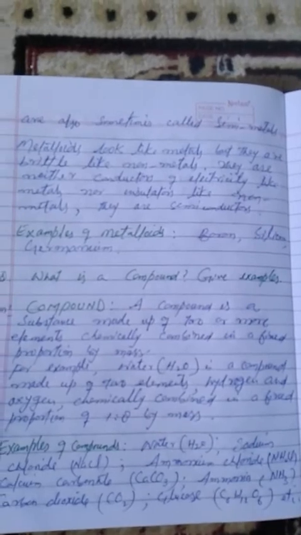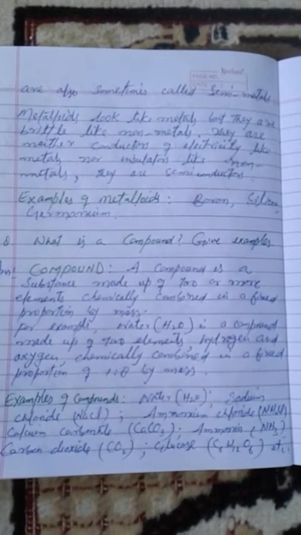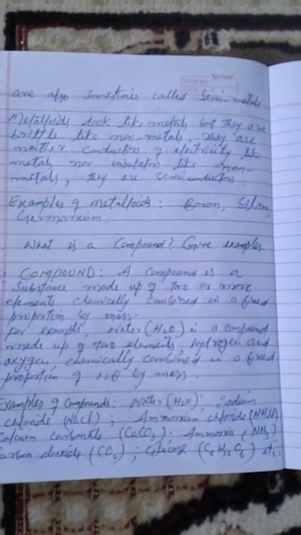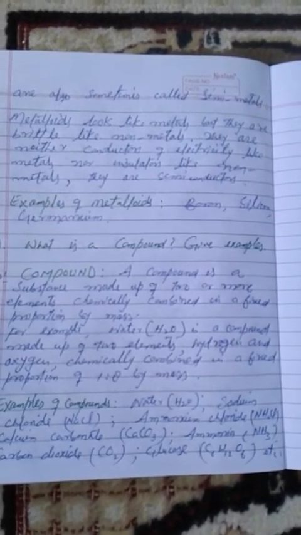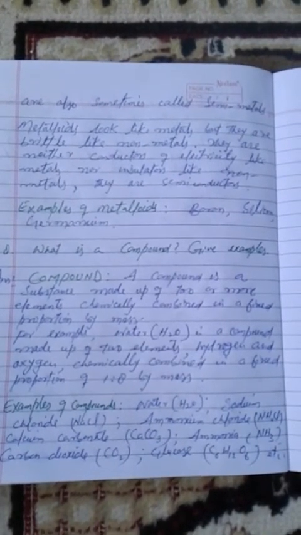Now, what is a compound? A compound is a substance made up of two or more elements chemically combined in a fixed proportion by mass. For example, water. Water is a compound. It is made up of two elements, hydrogen and oxygen. These are chemically combined in a fixed proportion of 1:8 by mass.